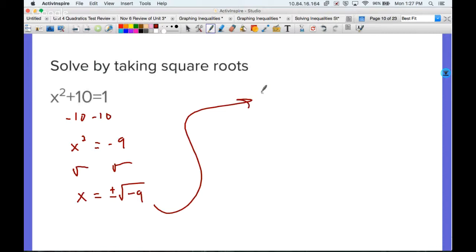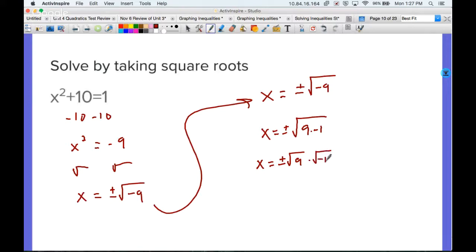Here we need to show a little bit of arithmetic to simplify. So we've got plus or minus the square root of -9. I'm going to split that -9 into a +9 and a -1, 9 times -1. I'm going to split up my square root now. x equals plus or minus the square root of 9 times the square root of -1. And now I'm going to rewrite the square root of 9 as a 3, so plus or minus 3, and the square root of -1 as i. And that's how we simplify that.